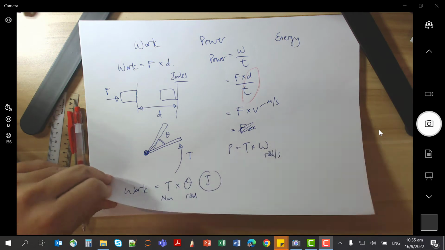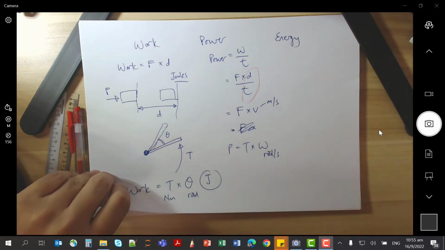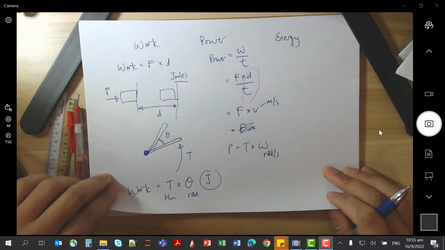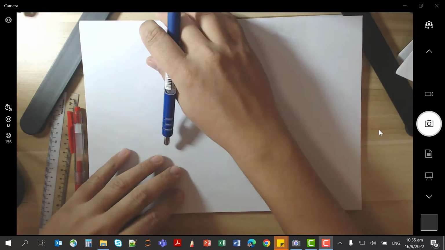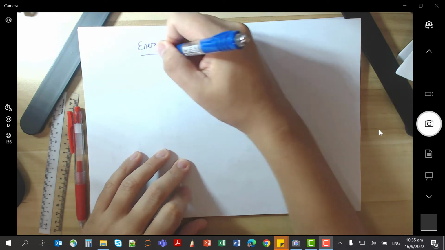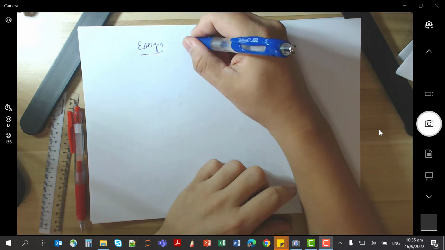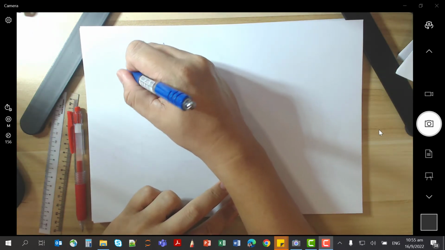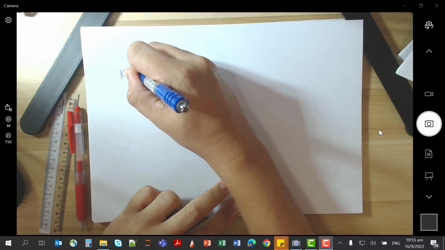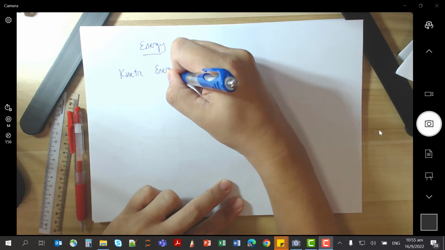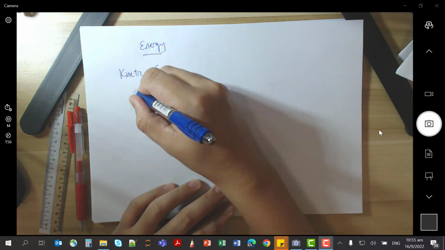The last part is energy. There are a few kinds of energy. The first two we know very well are kinetic energy, KE, which is split into two.